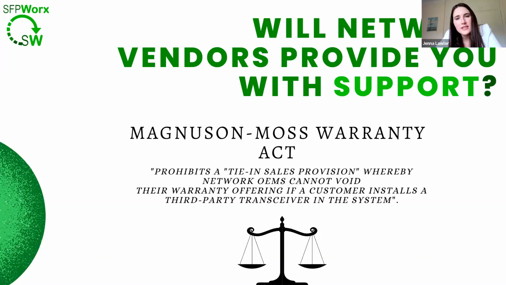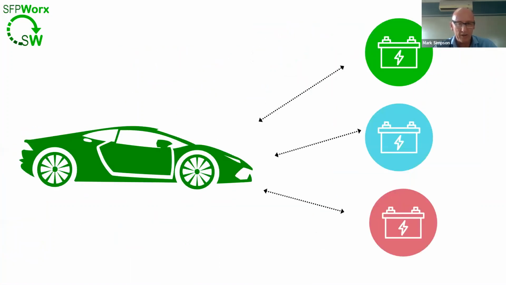Could you maybe illustrate an analogy to explain this Magnuson-Moss Act so people understand essentially what it is? Yeah, I think a good analogy would be if I buy a fancy car. Let's say I've got a Lamborghini and the battery goes flat, and we don't have a Lamborghini battery from the dealership from South Africa, they can't force you to replace that Lamborghini battery with a Lamborghini branded battery, because the battery wasn't made by Lamborghini.